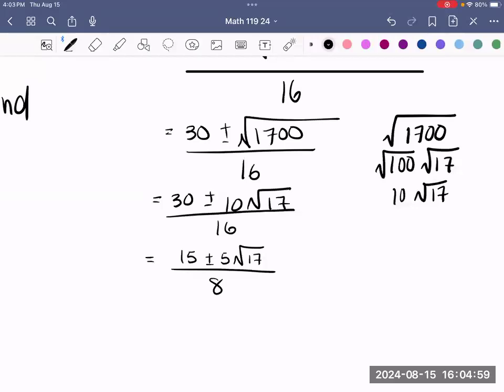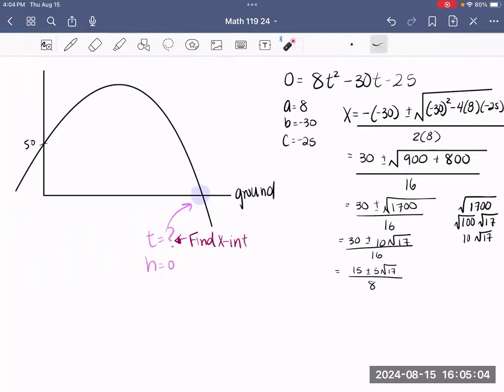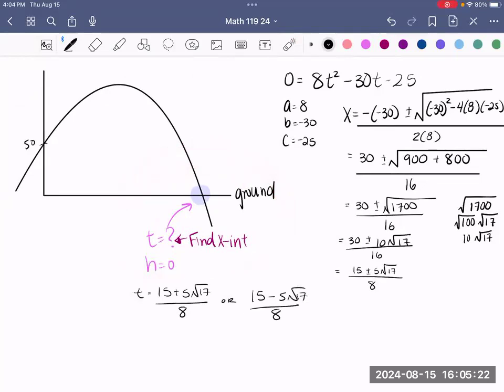Now you do have your 2 solutions here, but we only have room for how many solutions? We only have room for 1, so that means one of them is not necessary. So t is equal to 15 plus 5 root 17 over 8, or 15 -5 root 17 over 8. Now, which one is not necessary? Well, think about t. What does t stand for? T stands for time. So which one will provide you with negative time? This one. So we do not need that one.